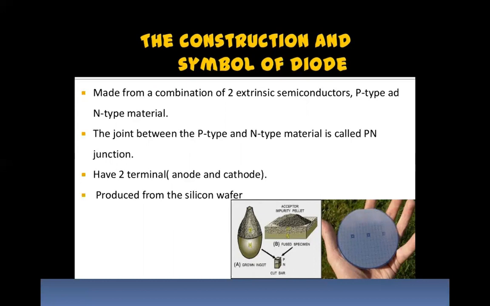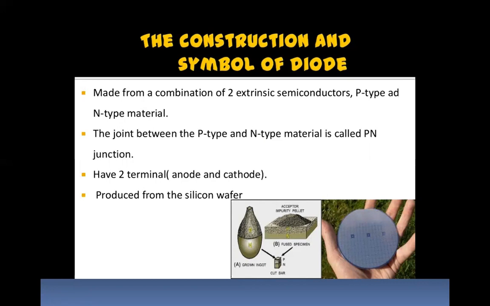What is extrinsic? Extrinsic is nothing but when we add dopants to a pure semiconductor. If we add impurities to a pure semiconductor, that process is called doping. And when we add impurities to a pure semiconductor, it becomes impure, and that new material is called an extrinsic semiconductor. So what kind of impurities are we adding? We can add trivalent impurities, or we can add pentavalent impurities.